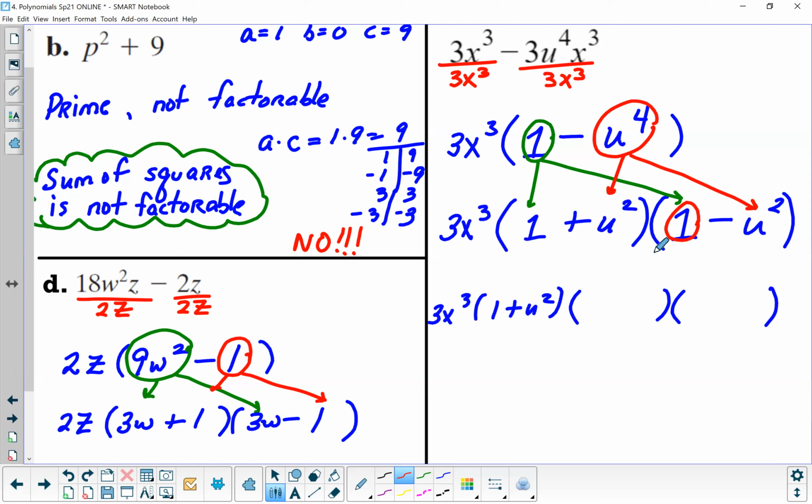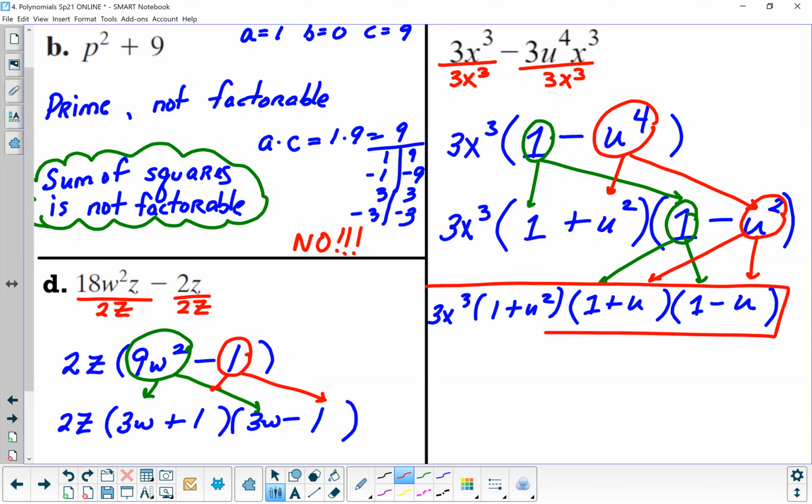So factoring the 1, we get 1 and 1, and plus and minus, and then factoring the u squared, we get 1u and 1u. All right, now we're going through to each factor. I can see now we are fully factored. So once we are fully factored, I can see I have 4 factors in my final answer, and we are done.